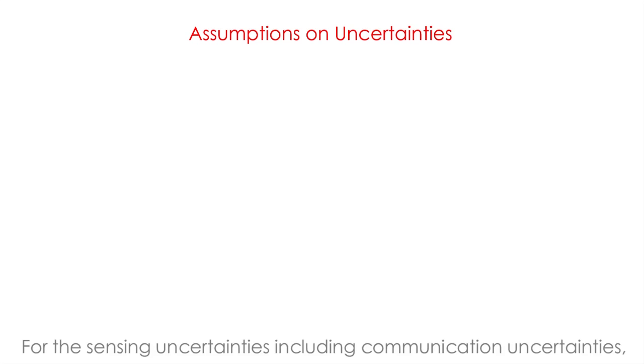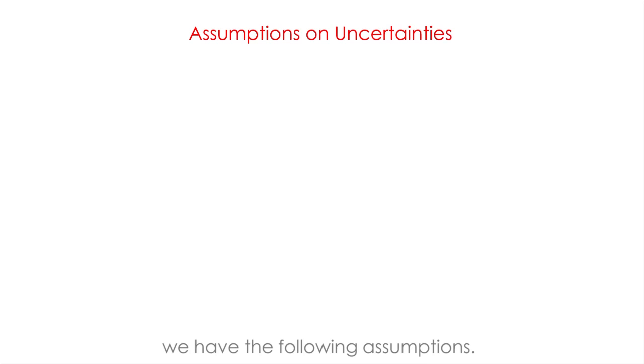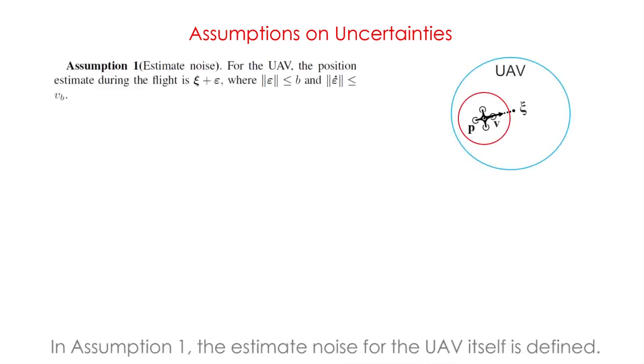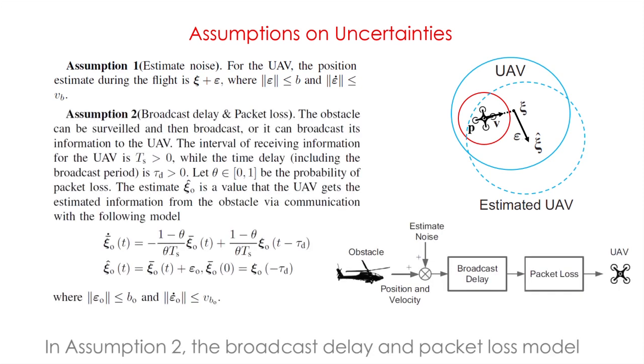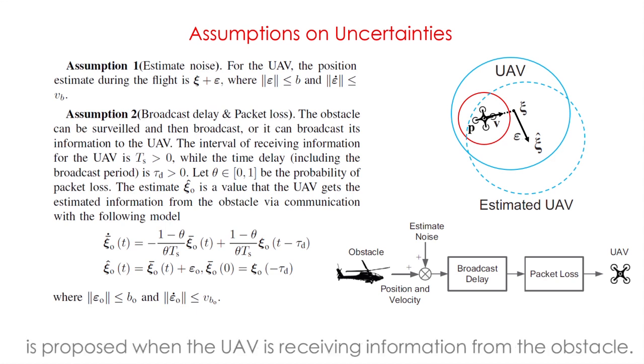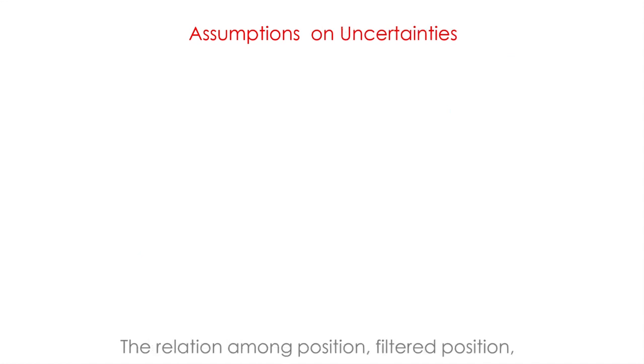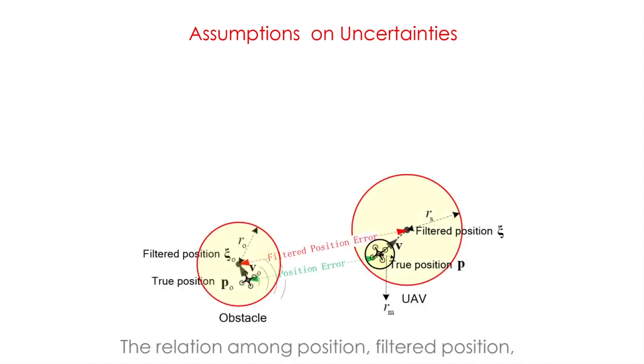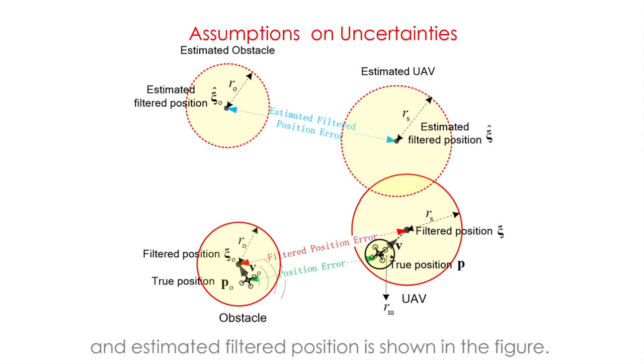For the sensing uncertainties including communication uncertainties, we have the following assumptions. In Assumption 1, the estimate noise for the UAV itself is defined. In Assumption 2, the broadcast delay and packet loss model is proposed when the UAV is receiving information from the obstacle. The relation among position, filtered position, and estimated filtered position is shown in the figure.